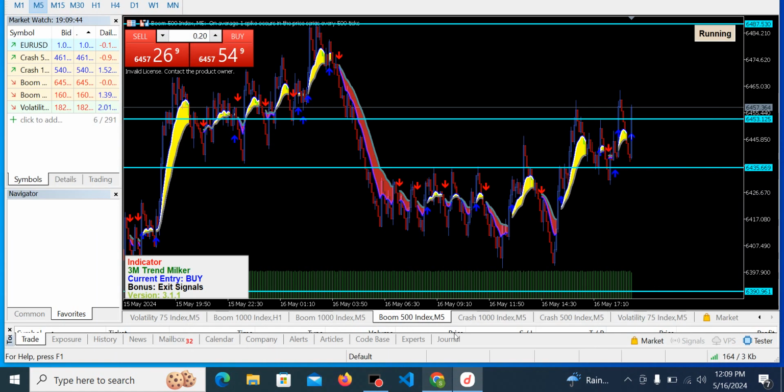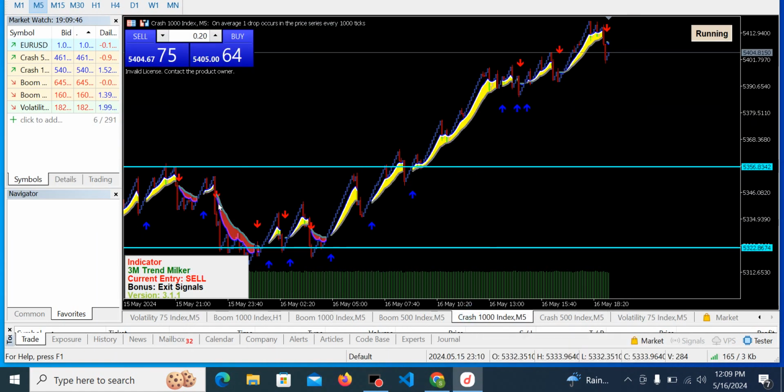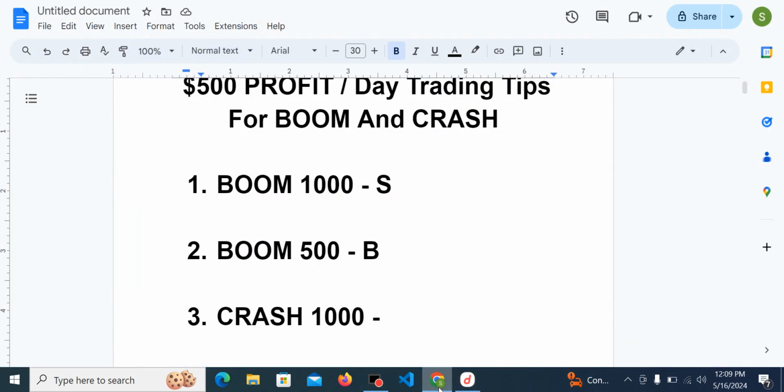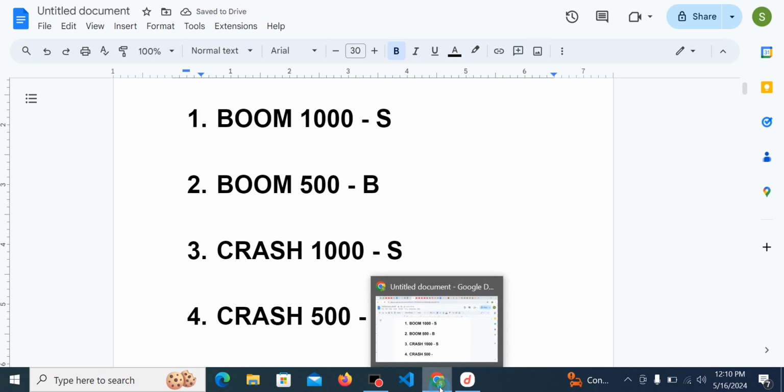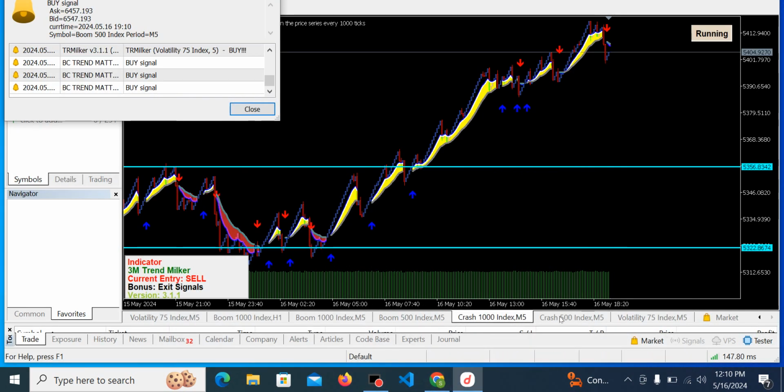Next asset is going to be Crash 1000. Let's check it out right away. Crash 1000 started from the support zone and it started buying until it got to this resistance zone. It has not been able to break out above it, so we are most likely to have more of a downtrend right from there. So this is going to be giving us more of a selling opportunity, most especially if it's unable to break out above the resistance zone.